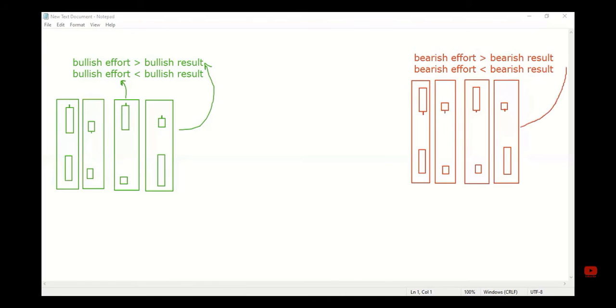When the condition is this one, this is applicable here. And second term is this one. Bearish effort is less than the bearish result. Bearish result large here, and bearish effort, that means volume, low here. So now when and how we apply in the market, this is the main thing.